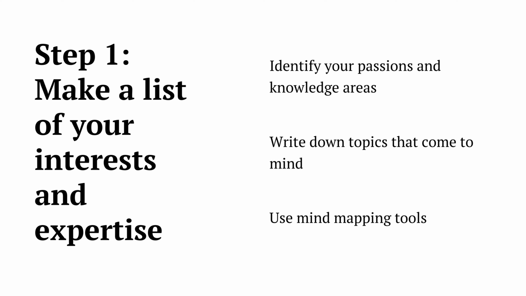To make this step easier, grab a pen and paper and write down all the topics that come to your mind when you think about your interests and expertise. Don't worry about whether they are good or bad ideas at this point. Just write down as many as you can. You can also use online tools like MindMeister or Coggle to create a mind map of your ideas.